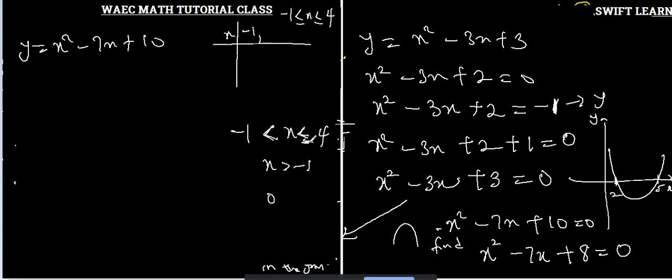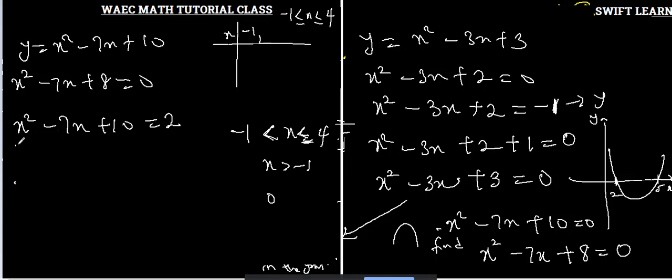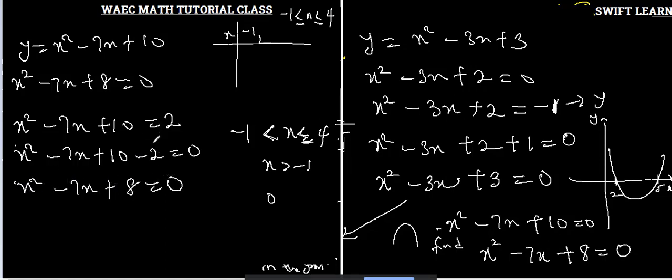So once you've done your table, you should make this equal to 0. For example, if they say x squared minus 7x plus 8 equals 0, that means your y is no longer 0. Your y is now 2. How did I know it's 2? It's logic. 10 minus 2 equals 8, so 7x plus 10 equals 2. Because my y is now 2, the new formula becomes x squared minus 7x plus 10.